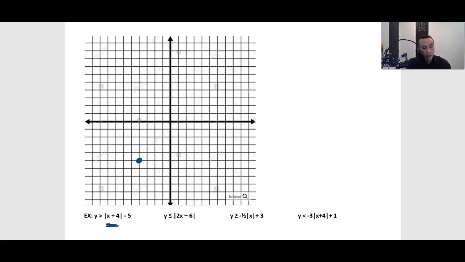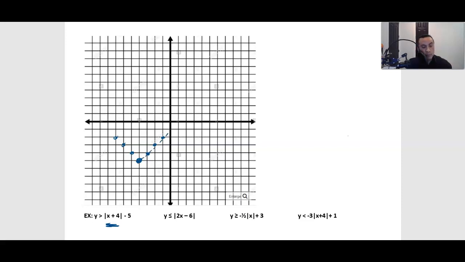The slope is 1: 1 up, 1 across, 1 up, 1 across, 1 up, 1 across. Same thing on the other side. Right here, 1 up, 1 across, 1 up, 1 across. Now notice there is no equal bar. It says greater than. Y value is greater than. It doesn't have the equal bar.